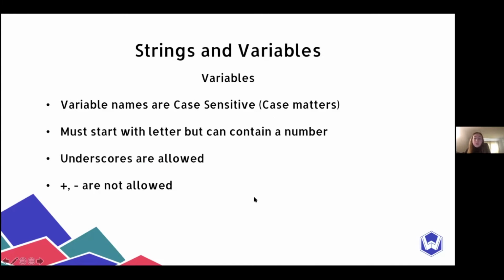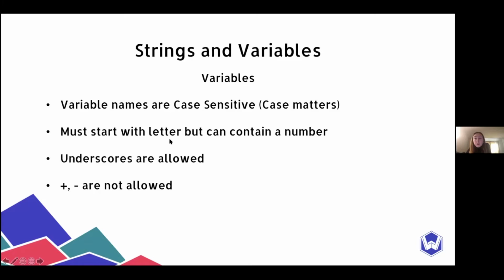A couple of notes about valid variable names in Python. Variable names are case sensitive. So if I had made the variable Fruit before with a capital F, it would be different from the variable fruit with the lowercase f in that previous example. They always have to start with a letter, but they can contain a number, and they can also contain underscores. So I could have fruit1, fruit2, fruit3, all valid variable names.